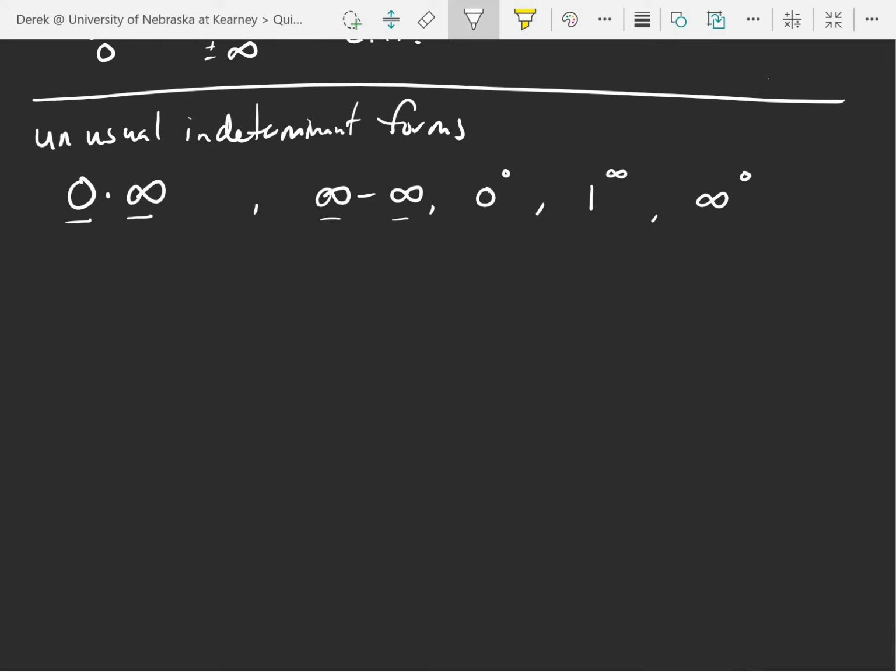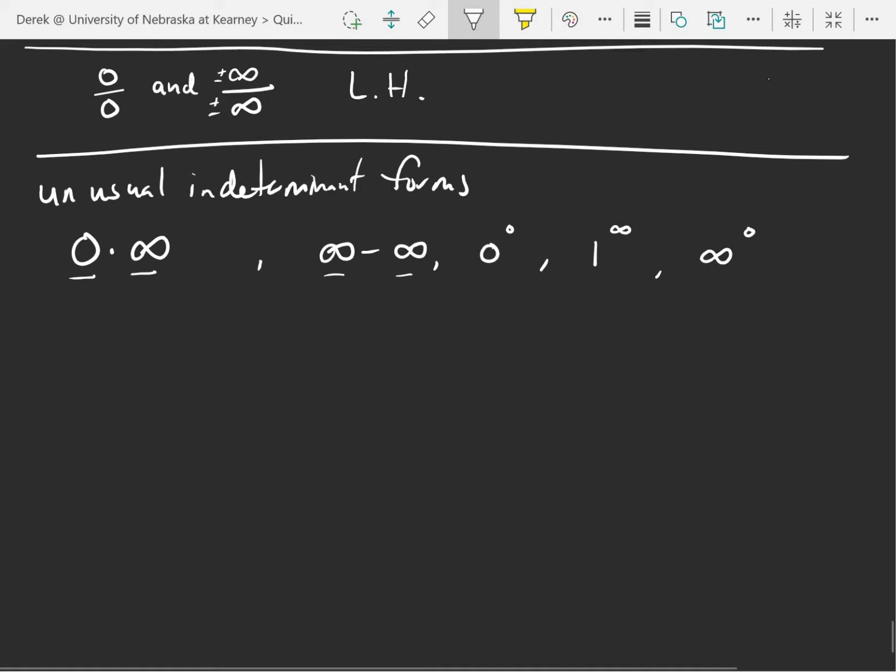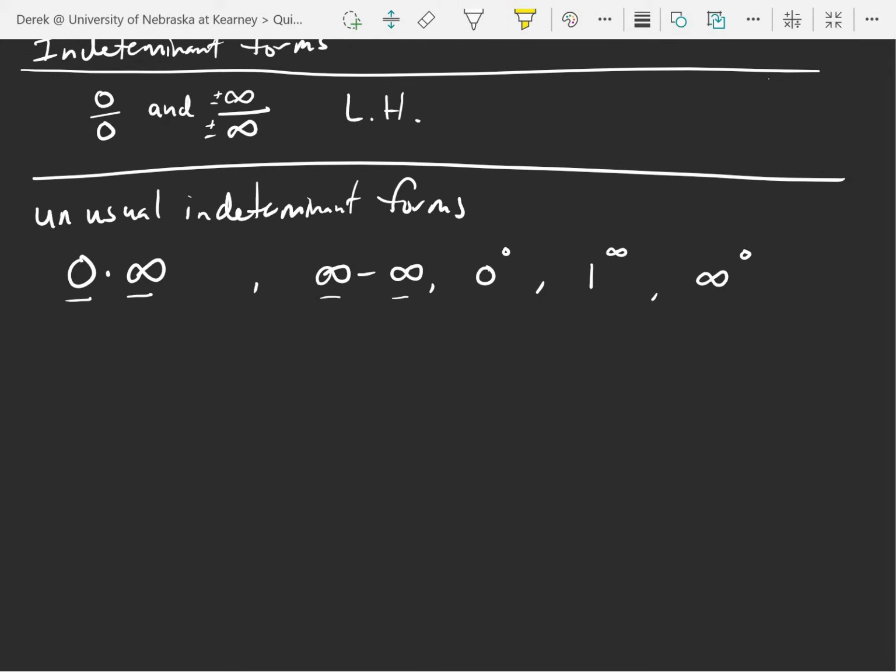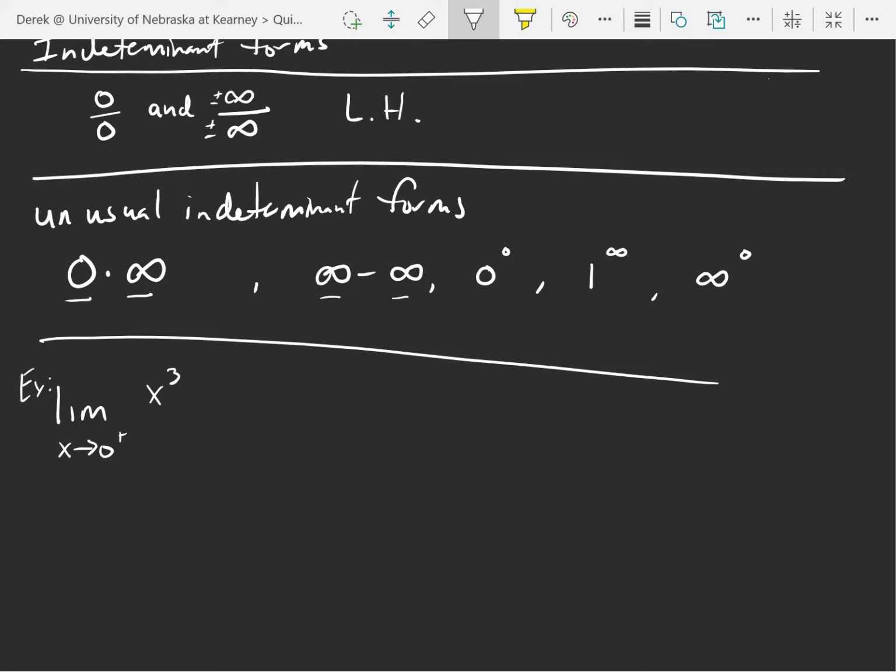And our goal is to turn these into one of our regular indeterminate forms. And we use the continuity of limits to do that. So let's see an example of this first one. So for the first one, let's do this as an example. Let's take the limit of x going to 0 from above, x cubed times the natural log of x.